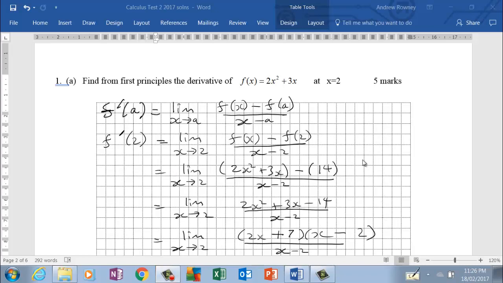Okay, here goes the revision test for calculus. First of all, we've got first principles, and the first one is a first principles question at a particular point. So we write down the general formula, which is f dash a. In this case, it's at x equals 2, so we're doing it for f dash 2.